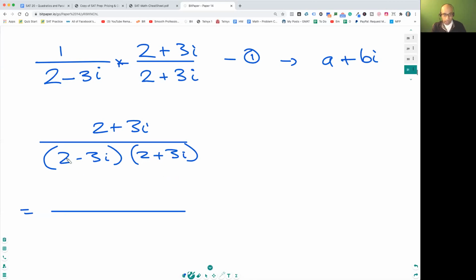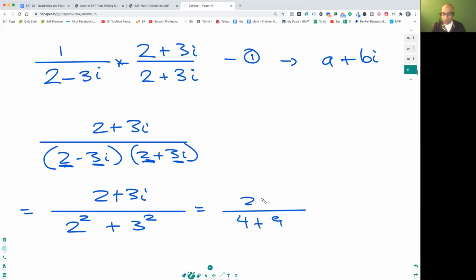The shortcut is you just write down 2 here, write down 3 here, you square them and you add them. One more time, you take this 2 and 3, you square them and you add them. Don't subtract them, you add them. So now what is it? 2 squared plus 3 squared is 4 plus 9. So that's 2 plus 3i over 13.